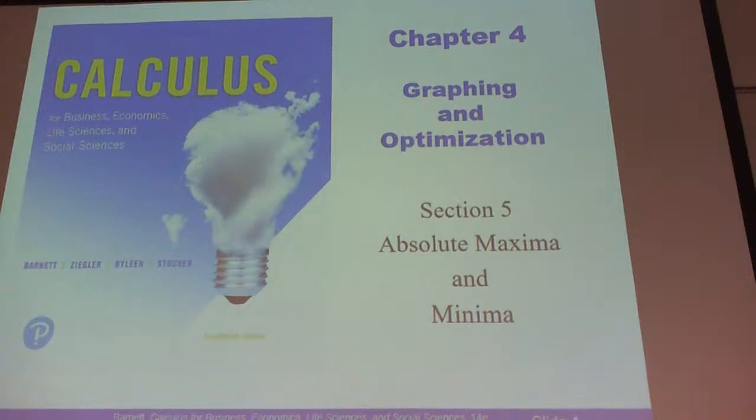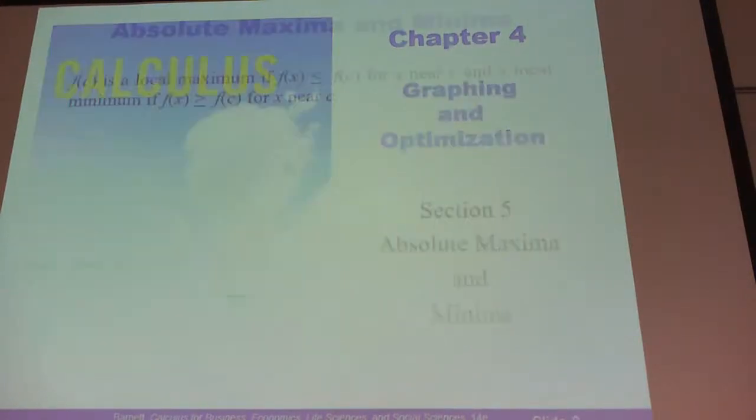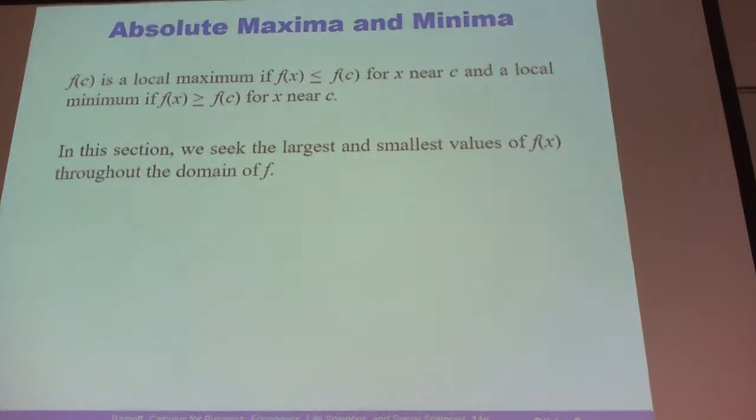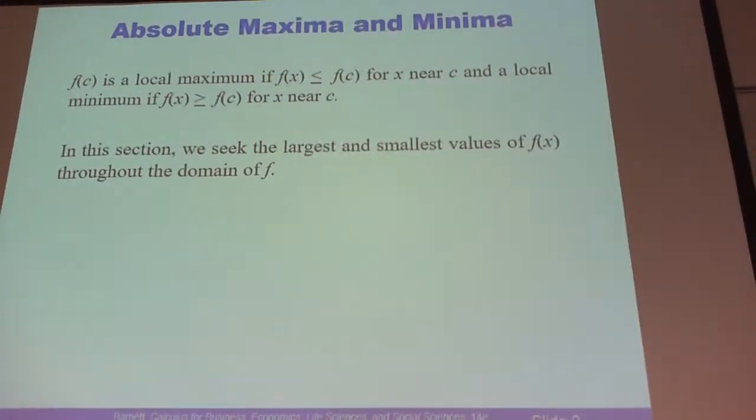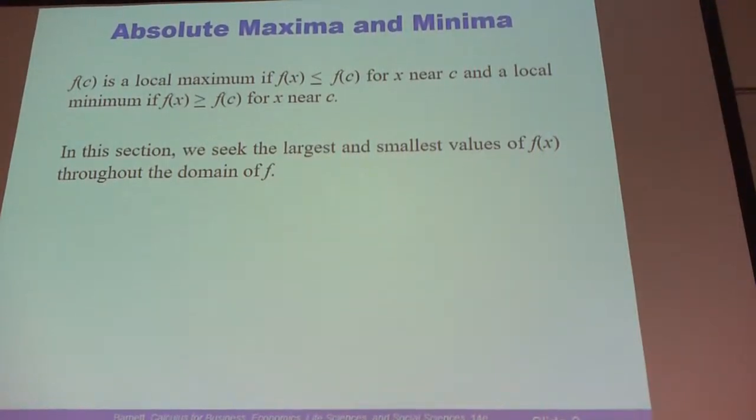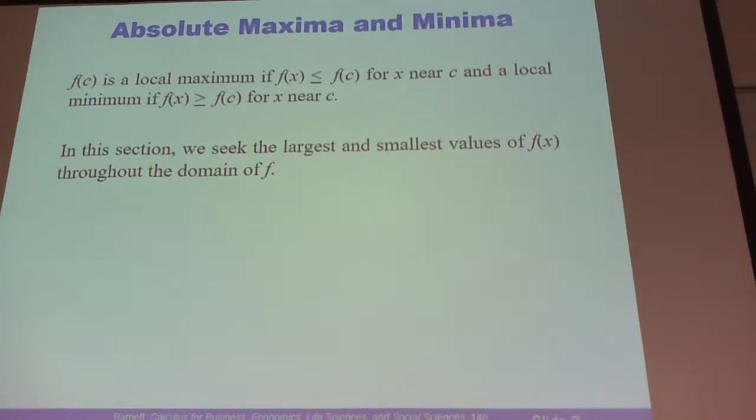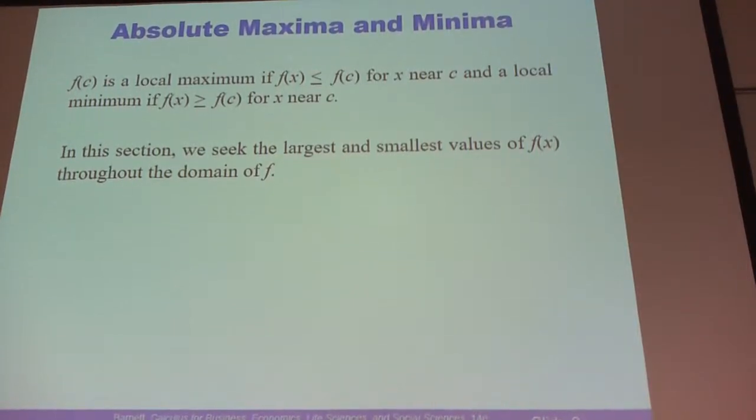Okay, so we jump to section 4.5. 4.5 is absolute max and absolute min. What is that? So a function has a local max where the function is less than or equal to f of c for x near c, and a local minimum if f of x is greater than or equal to f of c for x near c. In this section, we seek the largest and smallest values of f of x throughout the domain of f. Bottom line is absolute max is the highest point in the entire graph. It's the highest max, but it's the highest point in the entire graph. Absolute min is the lowest point in the entire graph. It's the lowest min, but again, the lowest point in the entire graph.